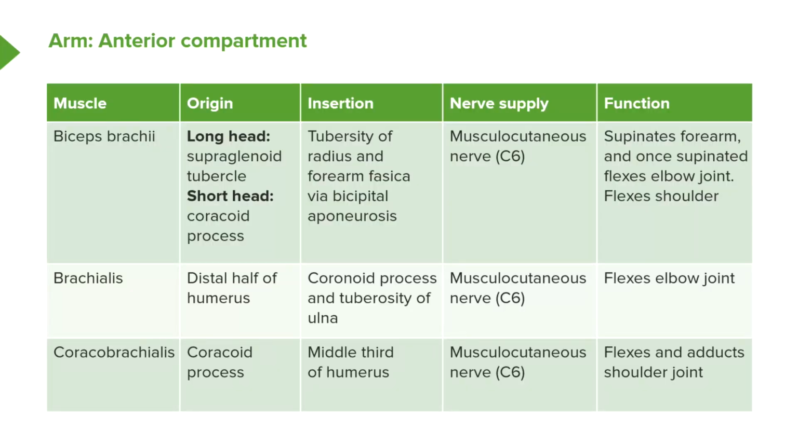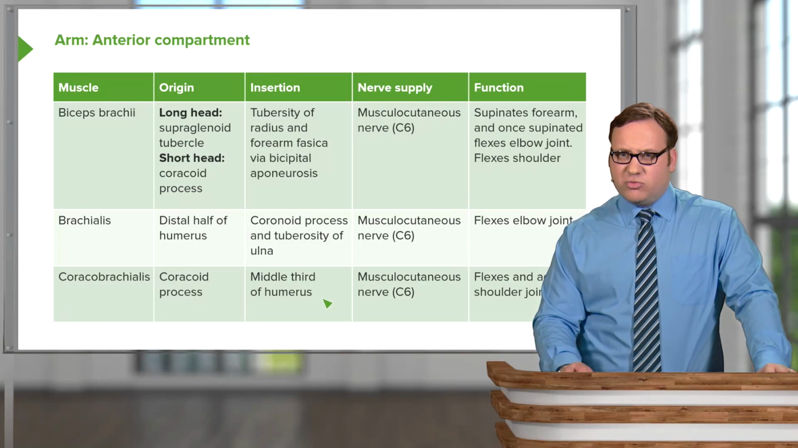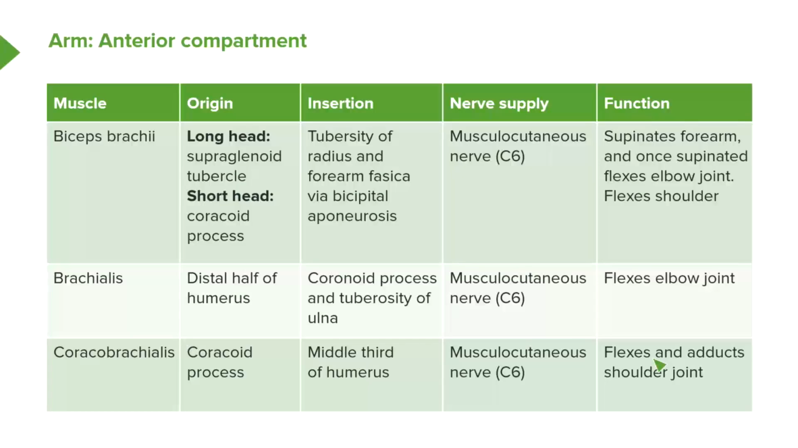And here we can see we've got coracobrachialis running from the coracoid process of the scapula to the middle third of the humerus. It's supplied by the musculocutaneous nerve. The musculocutaneous nerve that was coming from the brachial plexus. This muscle doesn't cross the elbow joint, it just crosses the glenohumeral joint. And because it does that, it flexes and also adducts this joint.